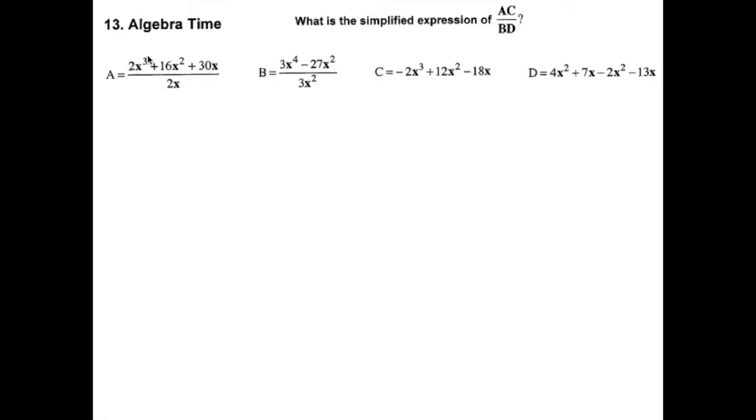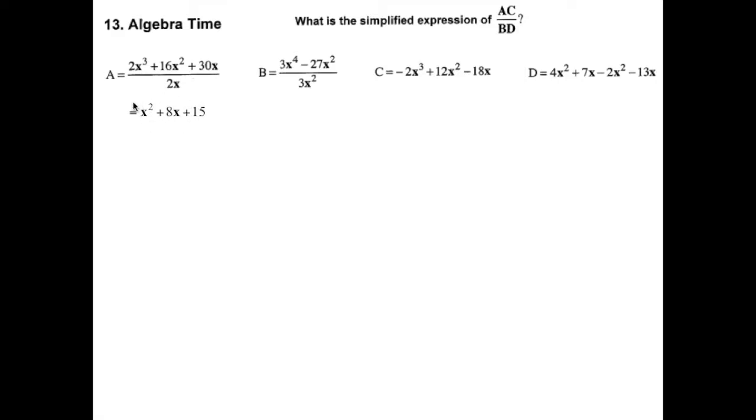2x goes into 2x cubed x squared times. 16 divided by 2 is 8. X squared divided by x is x. 30 divided by 2 is 15. X divided by x is 1. So 15 times 1 is 15. So we get x squared plus 8x plus 15.